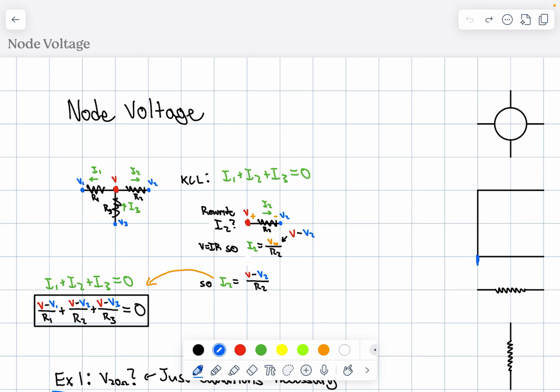Now, what typically people do, though, is they choose a node and set it to 0 volts, okay, or ground it. And that we will get into a little bit later.